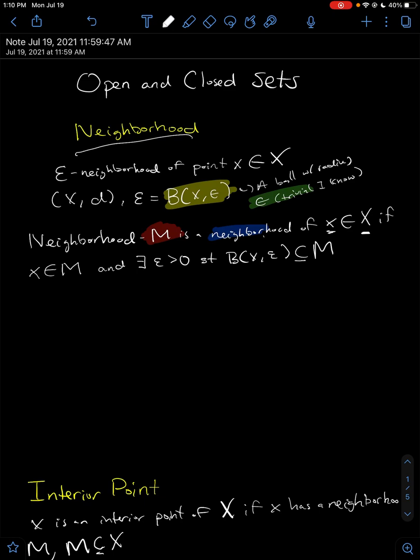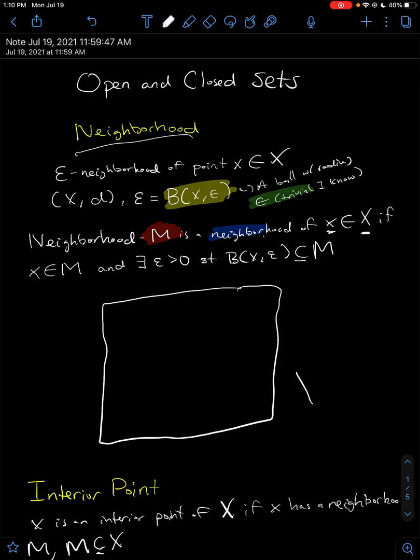Well, M is a neighborhood of small x if x is a member of some big set X, and small x is a member of the neighborhood M, and there exists some epsilon greater than 0 such that the ball around x is contained in the neighborhood M. So what do I mean by this?